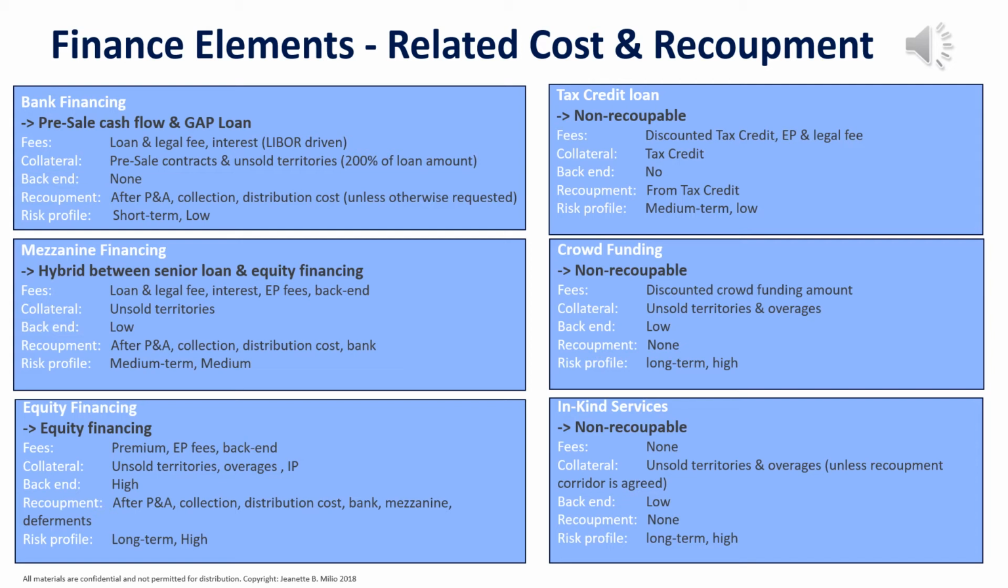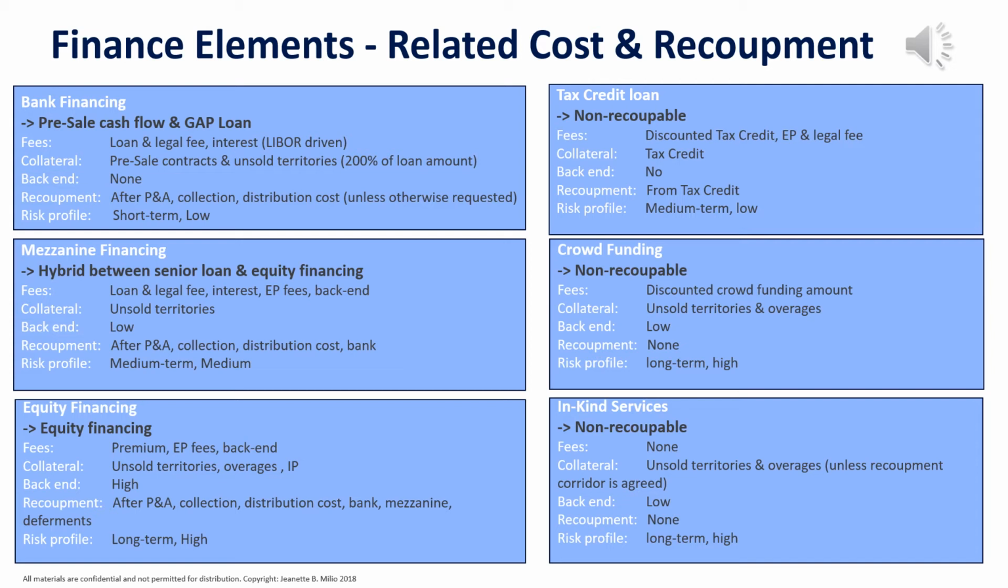Now, if that collateral is more than 20% of your budget, you're out of luck because all you get from the bank is 20% of the budget, and that's the cap for gap. The risk profile is very low because bank loans are usually under 24 months and they are recouped in first position, which is why the risk profile is limited.